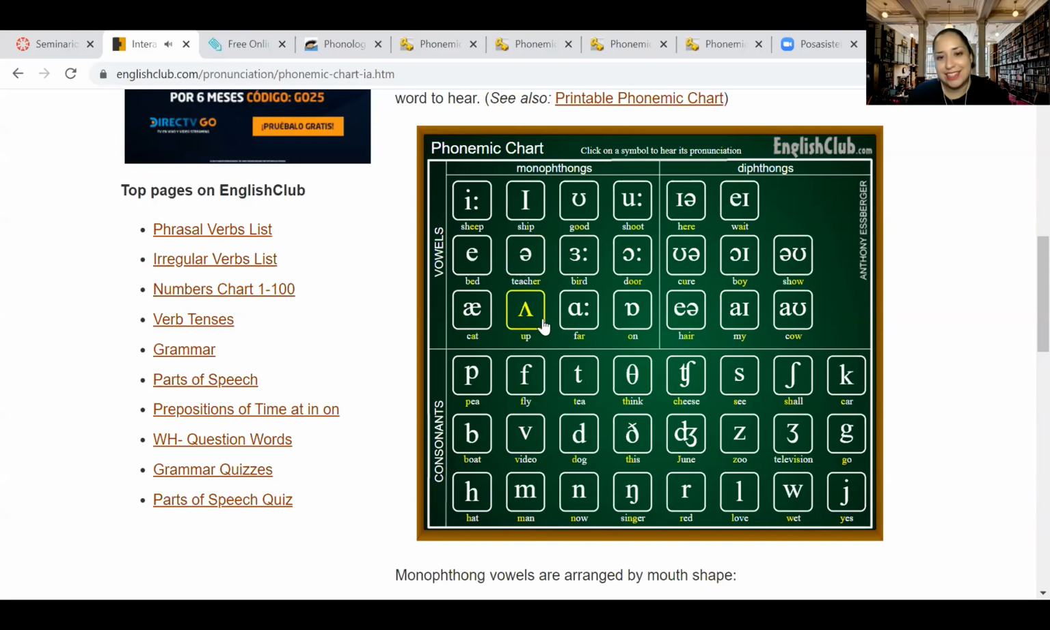Cat. Up. Far. On. Let's see the diphthongs. Air. Hair. I. My. Oi. Boy. Here. And so on. So this is a very fun phonemic chart.